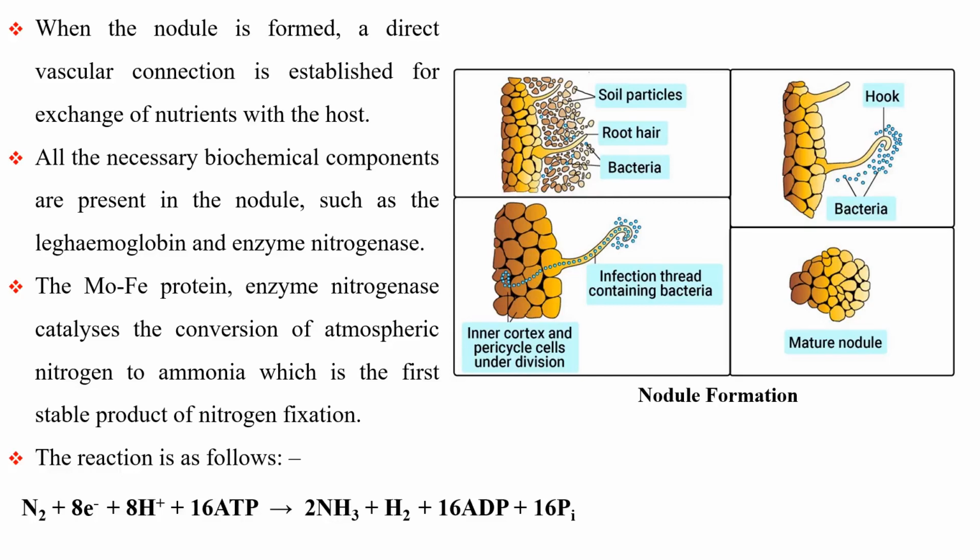All the necessary biochemical components are present in the nodule, such as leghemoglobin and the enzyme nitrogenase. The molybdenum iron protein enzyme nitrogenase catalyzes the conversion of atmospheric nitrogen to ammonia, which is the first stable product of nitrogen fixation. The reaction is as follows.